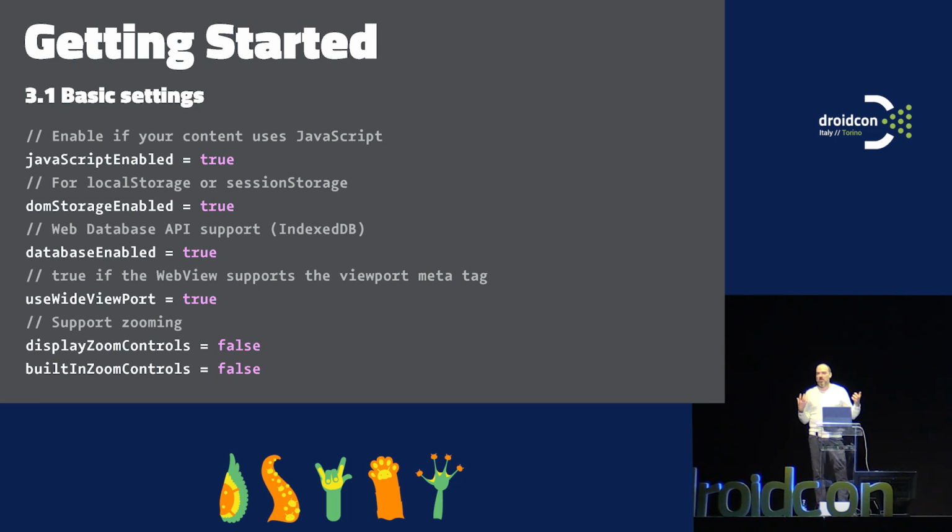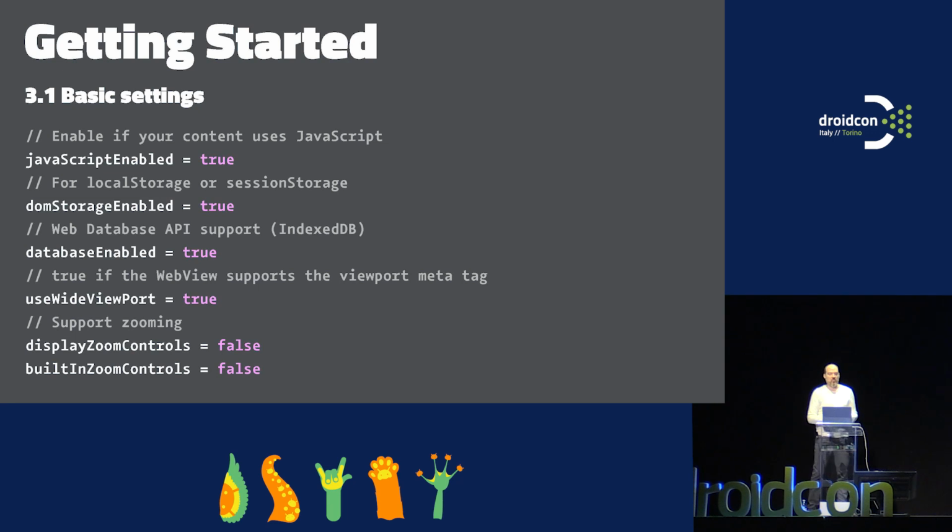And you might ask, why would I need JavaScript? Well, the only way to interact with the web content is through JavaScript. And you don't want to do it from the native side and try to figure things out there. So there's probably some JavaScript running that you want to have this enabled. DOM storage enabled is a little bit tricky. What that means is that you can access the local storage and the session storage APIs in the JavaScript. If you need a more complete database, the IndexedDB, you need to say database enabled.